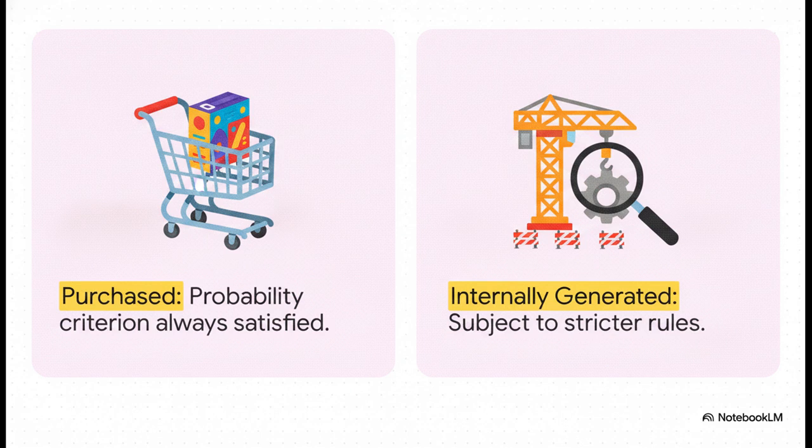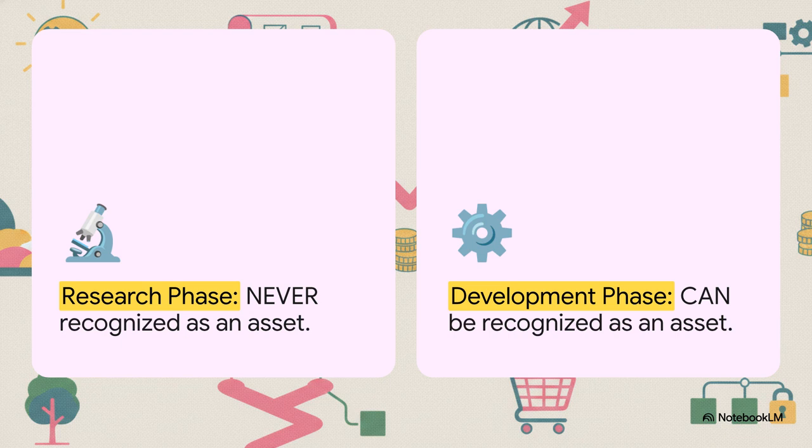If you buy an intangible asset separately, like a completed software package, the standard assumes the probability criterion is already met and you just measure it at its initial cost. Easy, right? But if you generate it internally, like coding your own proprietary software from scratch, well, the standard setters get highly skeptical. They're going to make you jump through some very specific hoops. So don't fall for this on your exam.